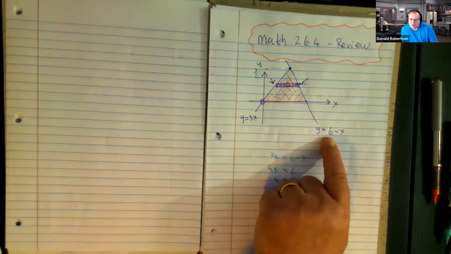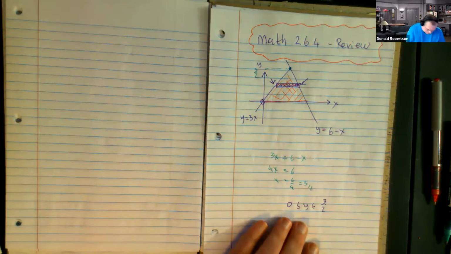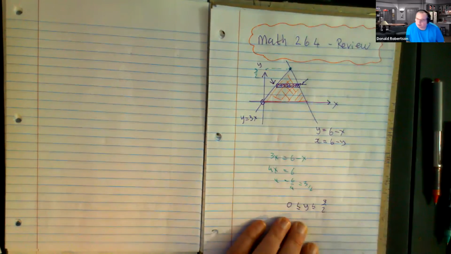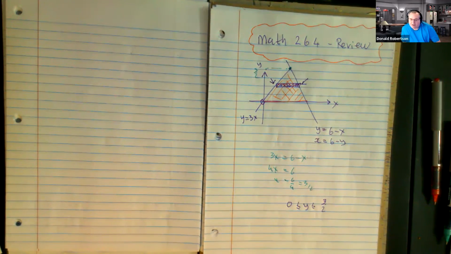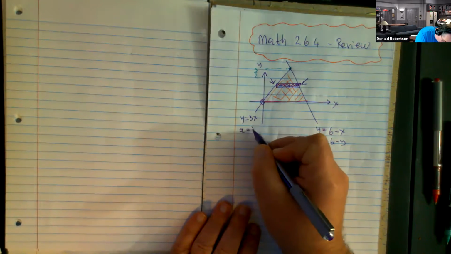But the equations I've got are not really in the format that they need to be, right? This line here is written down as y equals 6 minus x. But don't I need to call it x equals 6 take away y? You comfortable about the rearranging? And this one says y equals 3x, which again is not really what I need. Don't I need x equals 1/3 y?